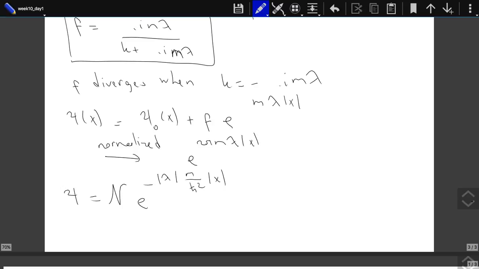Well, I have my bound state equation with the bound state energy. E should be equal to, h bar is 1, so k squared over 2m. That is, well, this is my k. If I take it squared, that is m lambda squared over 2.